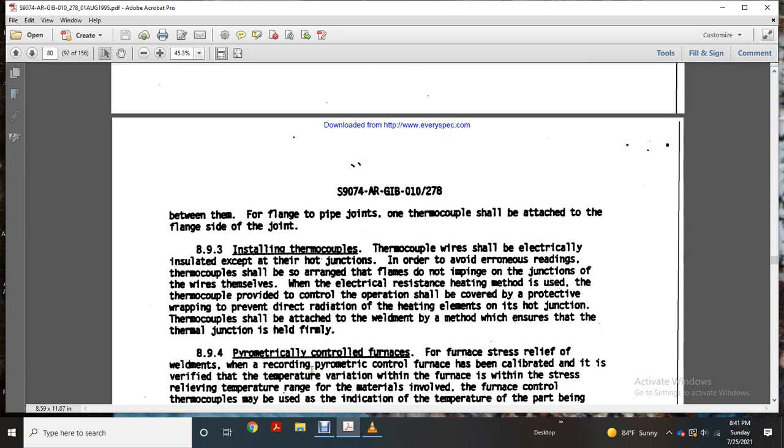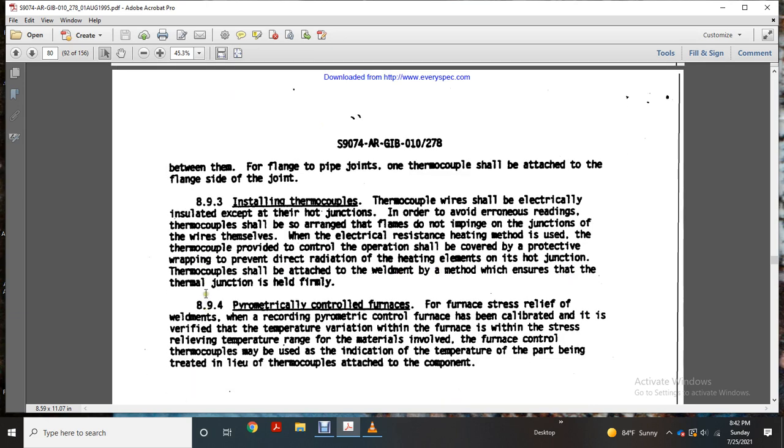Installing thermocouples. Thermocouple wires should be electrically insulated except at the hot junction, in order to avoid erroneous readings. The thermocouple should be arranged so the flames do not impinge on the junction of the wires themselves if the electrical resistance heating method is used. Thermocouples that provide control of the operation should be covered with a protective wrapping to prevent direct radiation from the heating elements on the hot junction. The thermocouple should be attached to the weldment by a method which ensures that the thermal junction is held firmly.